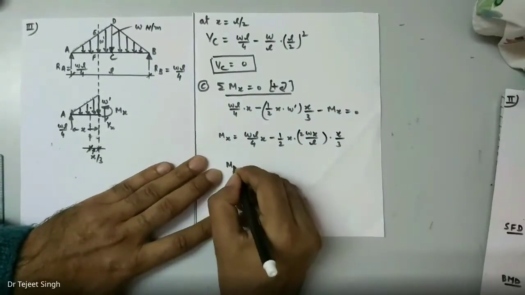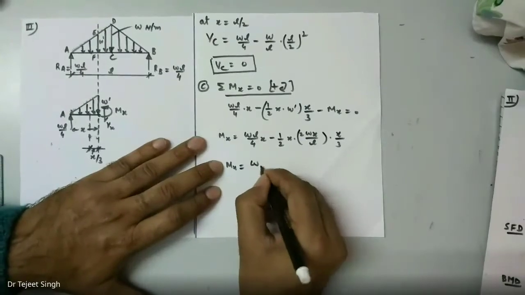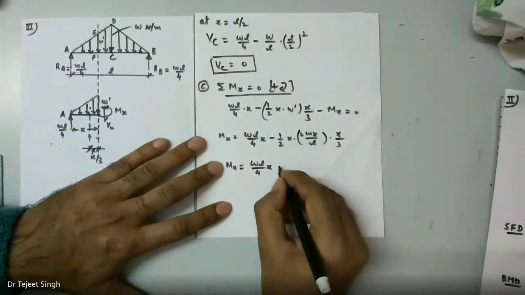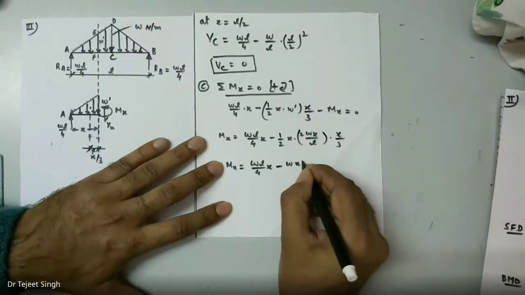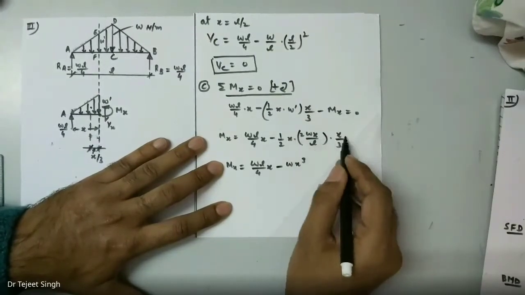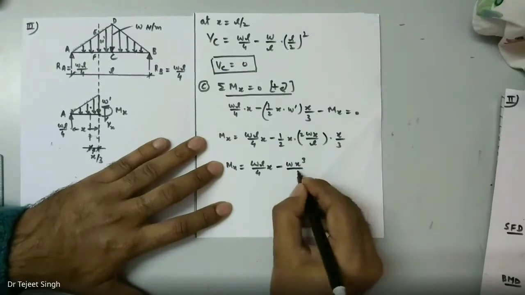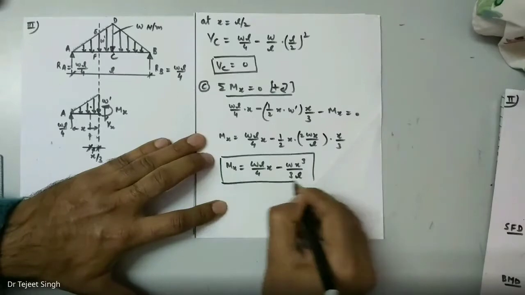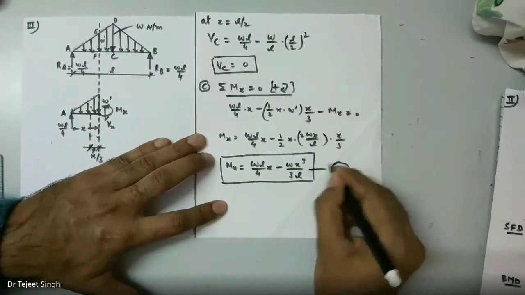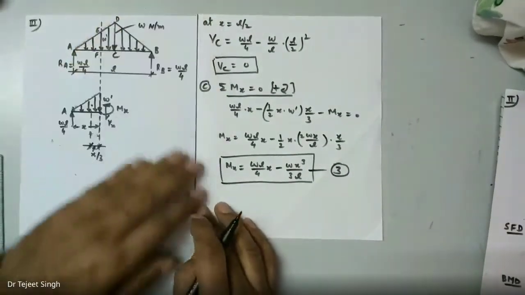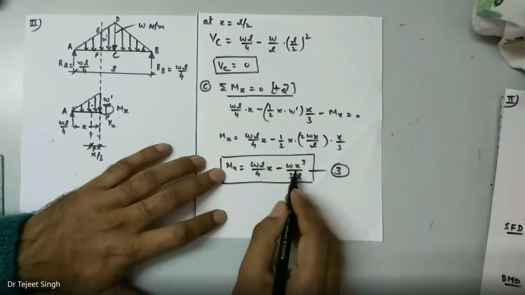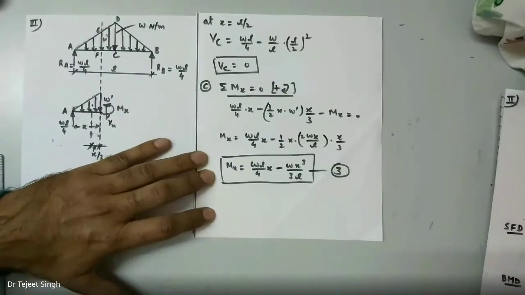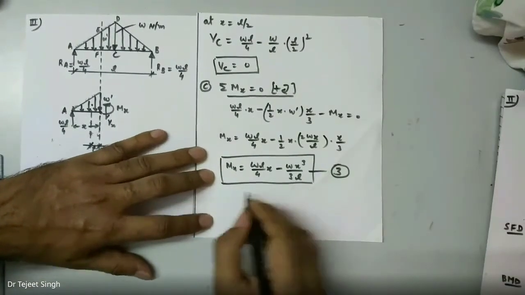So I write mx will be equal to wl by 4x. So this 2 will cancel and I write minus w x cube, मेरे पास 3x हो गए, x into x into x, x cube divided by 3 into l. Call it 3. So the bending moment will vary in a cubic parabola because x is power 3. So इसकी power 3 है, so this will be again a parabola which is in a cubic form.